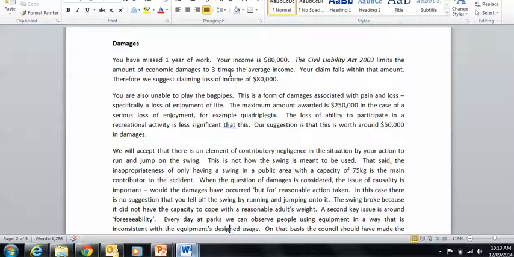But I've had to say, we're going to look a little bit more at this scale, the maximum you can get is $250,000. That's what we've learned. The $250,000 increases by inflation each year, so a few years later it's now around about $300,000. But that's the maximum. That's if someone is like a quadriplegic or has serious brain damage. Playing the bagpipes is nowhere near that maximum.